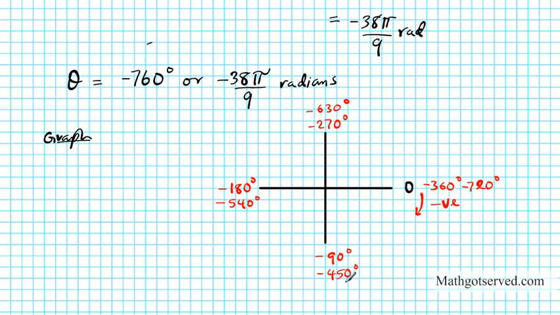Too small, keep going. Negative 810. Oh, that's too big. We gotta back off. So that means negative 760 is going to be somewhere in between these two axes. Okay. So we're gonna draw our terminal side like this.